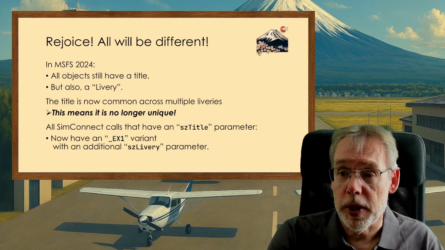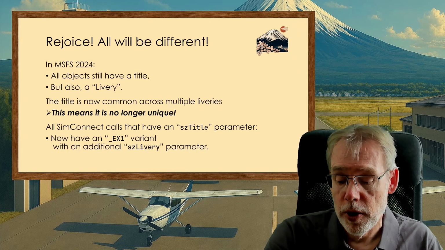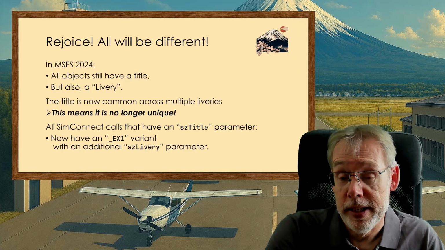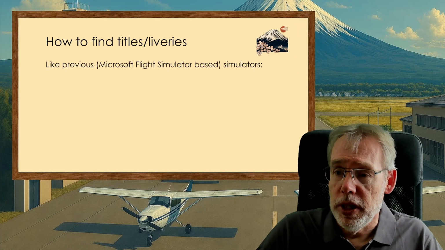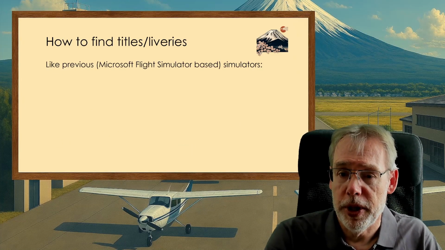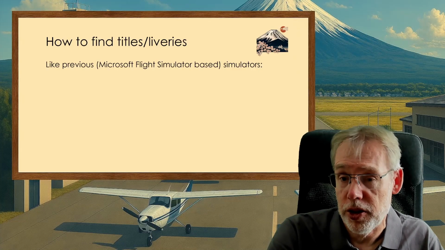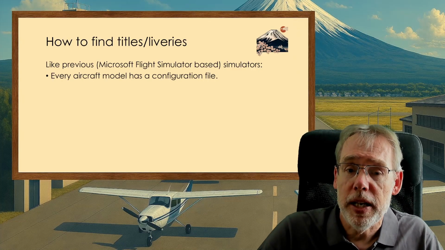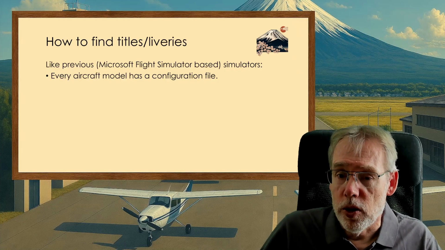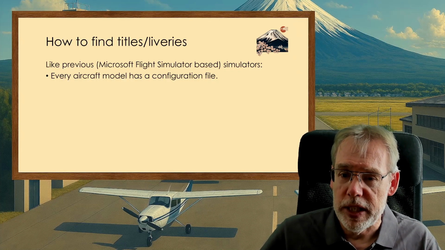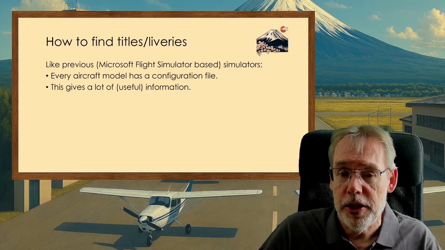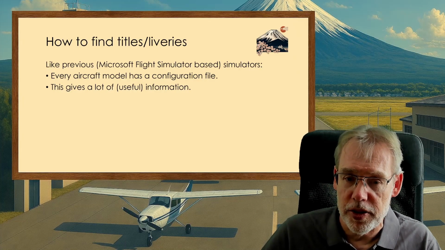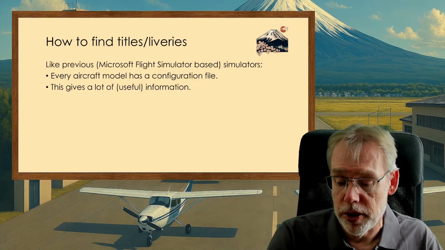But then, of course, the next question is, how am I going to find out which titles, and specifically now for 2024, which liveries do we have? If you go to the previous versions of Microsoft Flight Simulator-based simulators, including Lockheed Prepared, then every aircraft model has a configuration file. This is usually called aircraft.cfg. This configuration file gives a lot of information, and that is often quite useful information, especially if you want to create that using those AI creation calls.